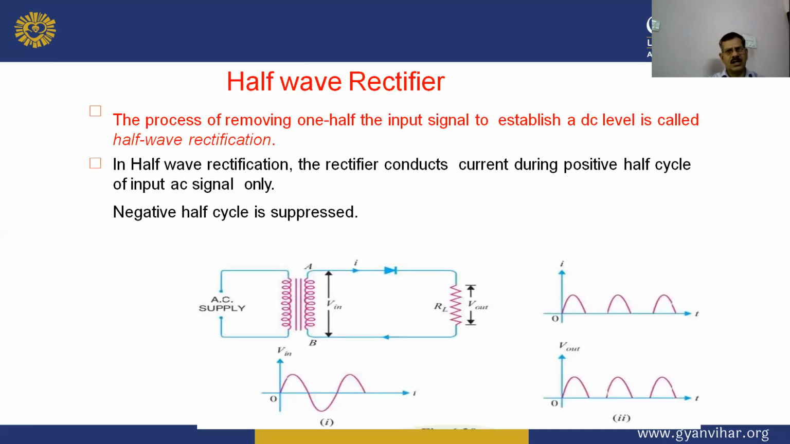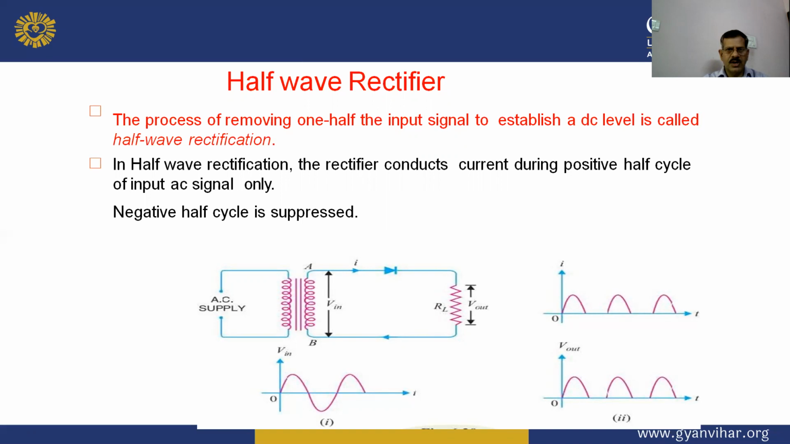So what is the half wave rectifier, what is its function, and how does it work? The process of removing one half of the input signal to establish a DC level is called half wave rectification. In half wave rectification, the rectifier conducts current during the positive half cycle of the input AC signal only.